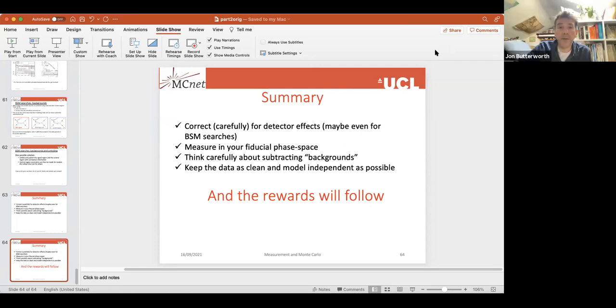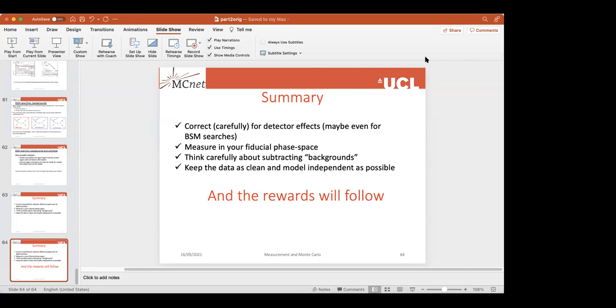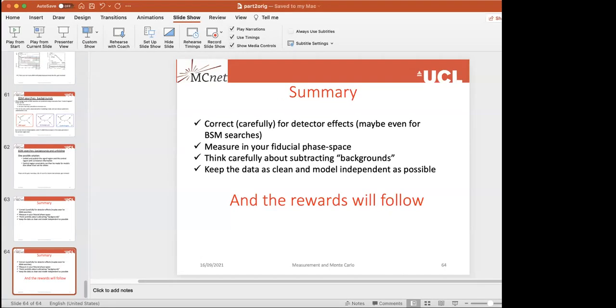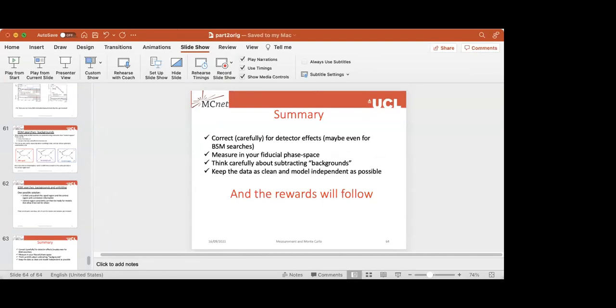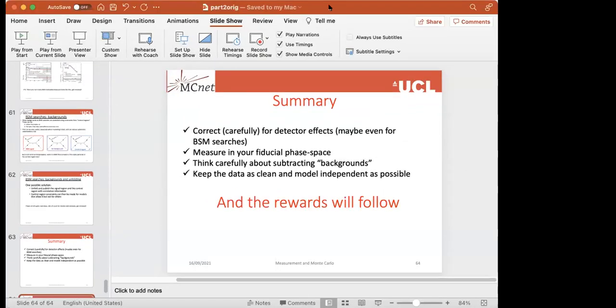I see at least one hand up. Is that Russ? Yeah. Hi, thank you very much for the lectures. You mentioned that with unfolding, you introduce a model dependence, but you can make that model dependence essentially negligible. I wonder if you could just say a little bit more about how you reduce that model dependence, please.